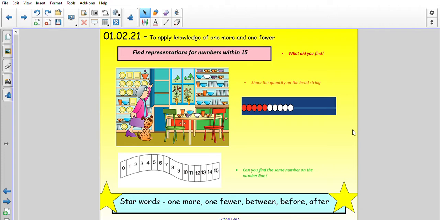But before we start, let's have a look at our star words. So we've got one more, one fewer. There's our between. Then we've got before and after.